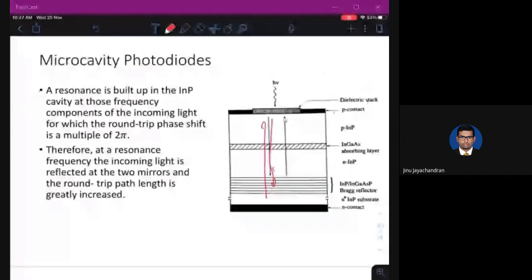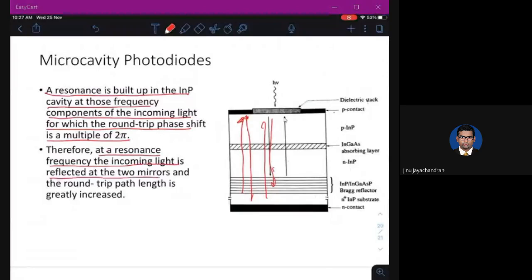So a resonance is built up in the indium phosphide cavity at those frequency components of the incoming light for which the round trip phase shift is a multiple of 2 pi. So if the light coming here and reflecting back has a phase shift of 2 pi, then there will be a resonance, which means the light will survive in that cavity. At resonance, the incoming light is reflected at the two mirrors and the round trip path length is greatly increased. So at resonance, you are basically creating a round trip path in which you are increasing the resonance.